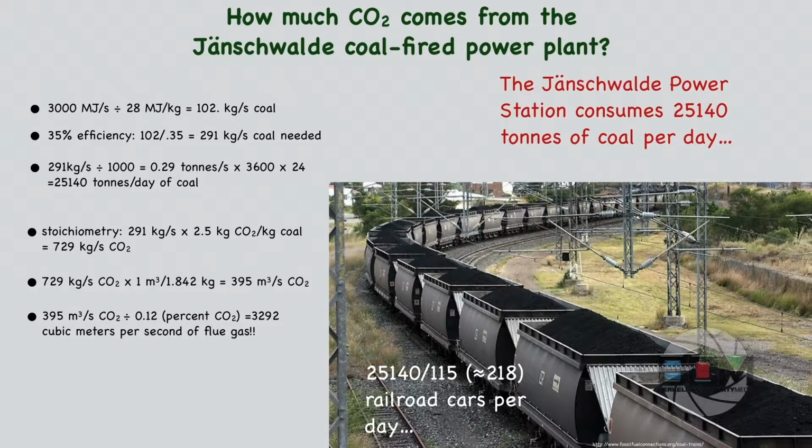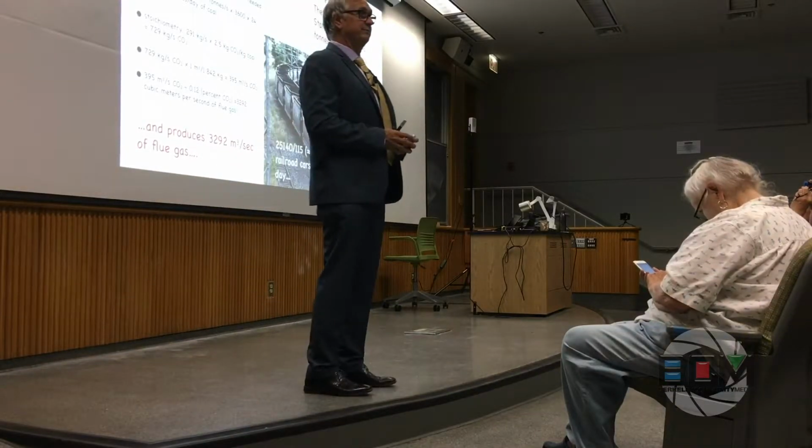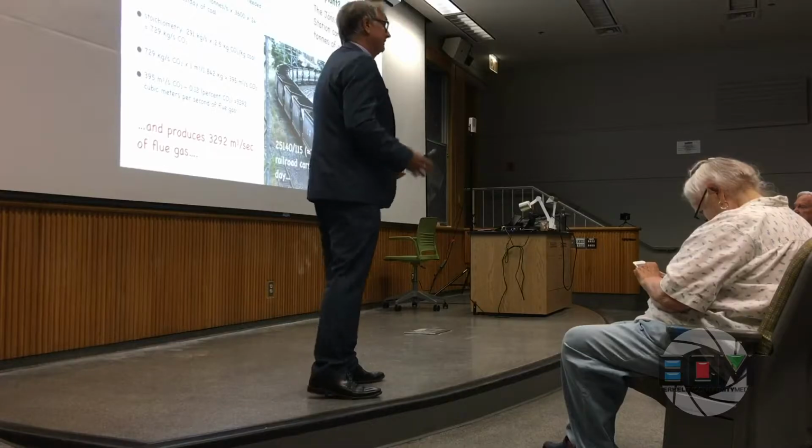Well, we can do the same calculation. We know the stoichiometry. I showed you that earlier of how CO2 combusts. We do some unit conversions, and we come up with 3,000 cubic meters per second of exhaust gas from this one coal-fired power plant. Also a big number.